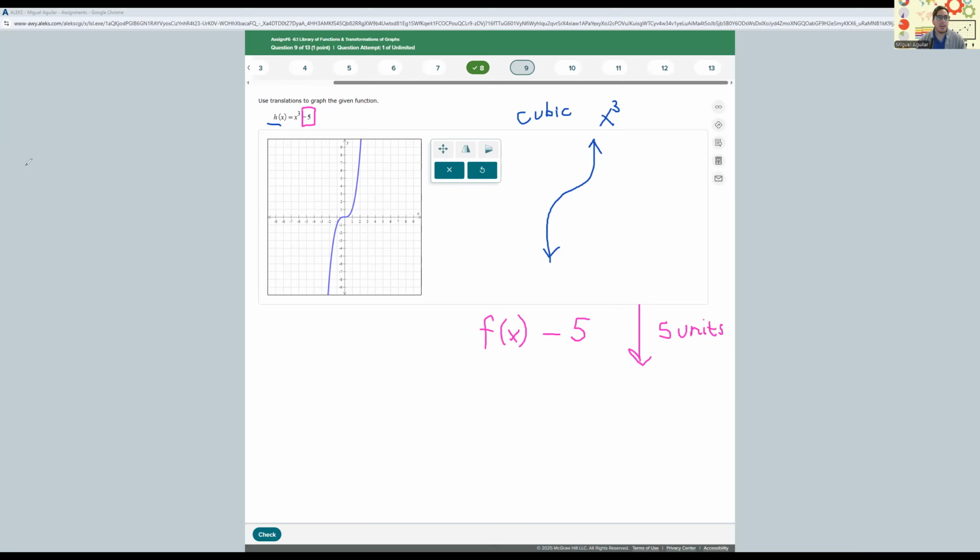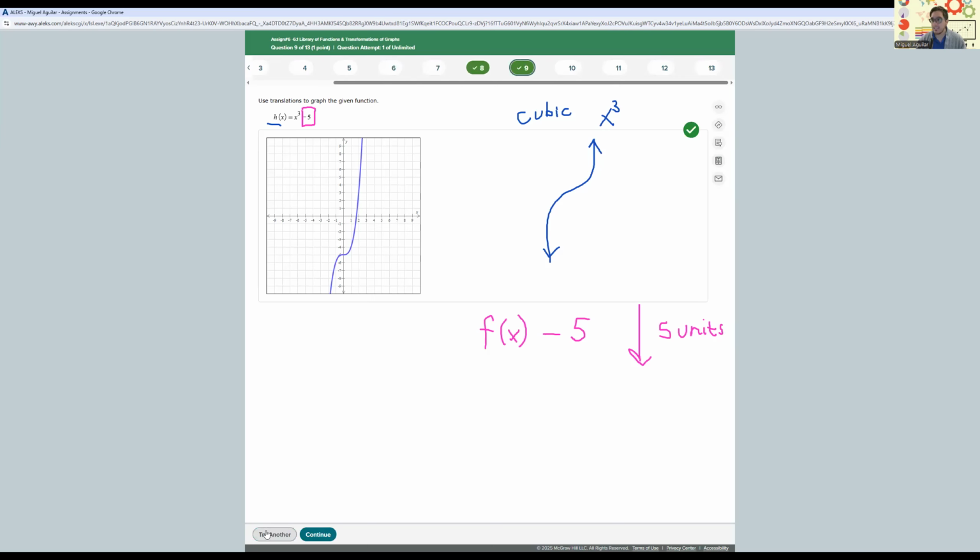It means I need to go ahead and grab my entire function, probably right at the origin, right? That's what you want to do. Click on the origin and then just drag that point and drag the whole graph down 5 units. 1, 2, 3, 4, 5. Okay. You check your answer, and that's it.